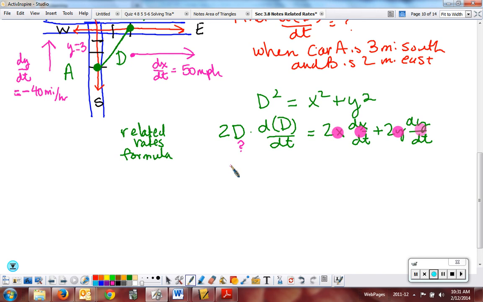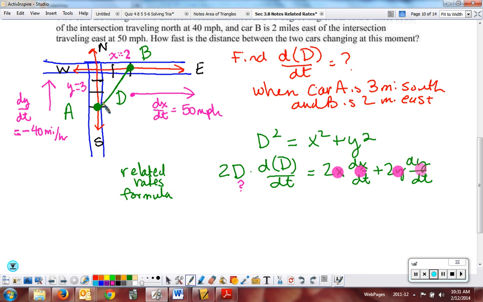But I go back to my picture and I say, do I know d at that instant? You just find it. That's all. When you get to here, if you've got something you don't know, you go, wait a minute, go find it. Square root of 13. So I add that into my instant, and then we plug and chug.